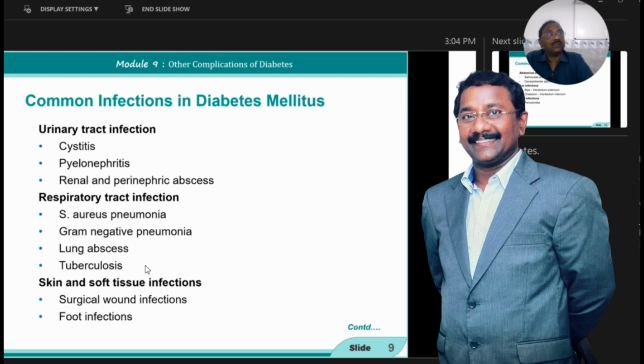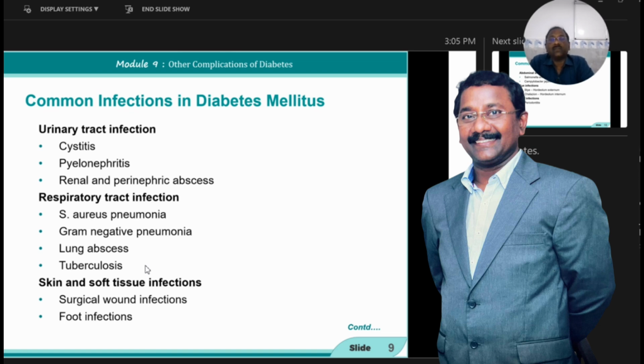So cystitis, and then the ascending infections, maybe urethritis, then cystitis, then the ascending infections and pyelonephritis. These are the very common urinary tract infections. Sometimes we might be subject to nephrectomy also, provided that kidney is not working at all. Renal and perinephric abscesses have to be subjected to the general surgeon or the urologist for aspiration of the pus or for nephrectomies.